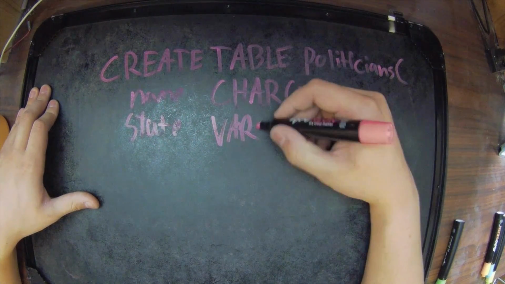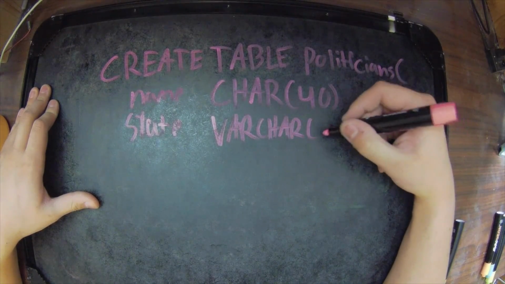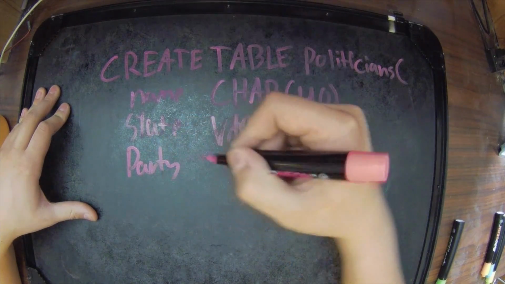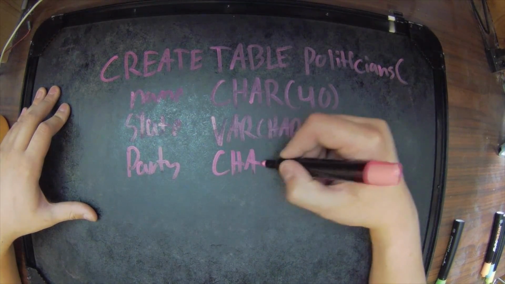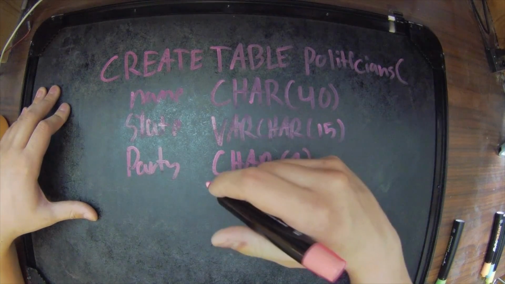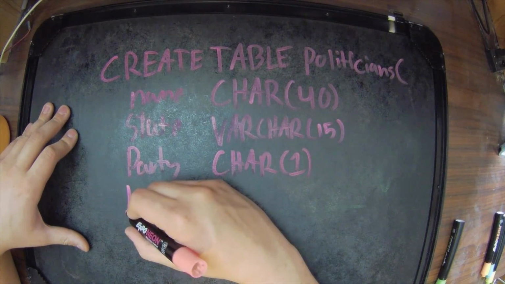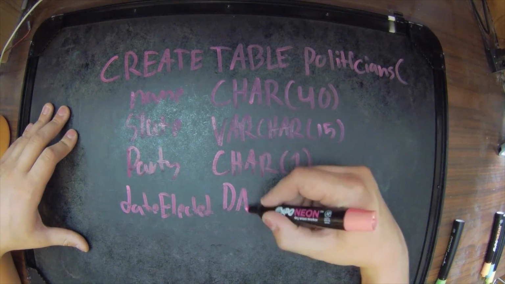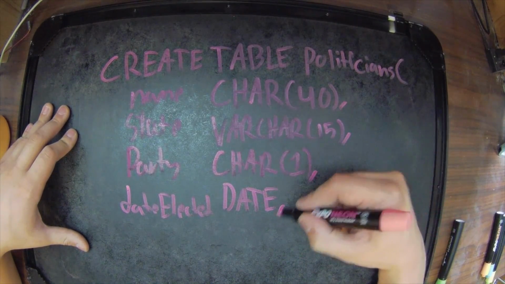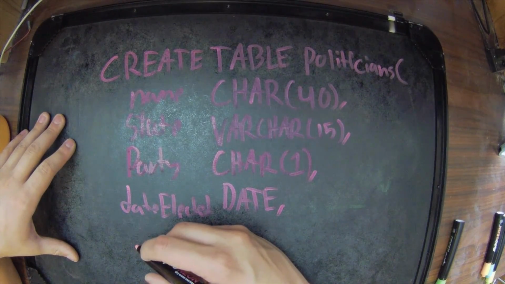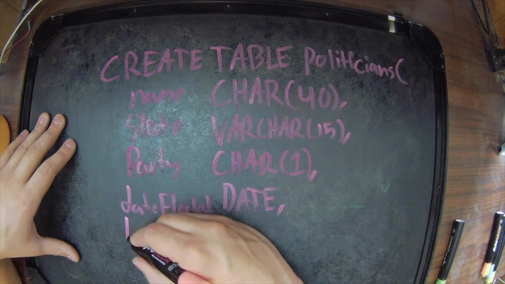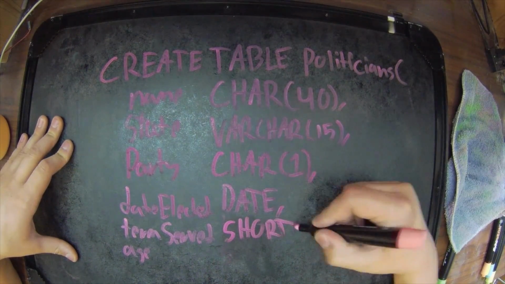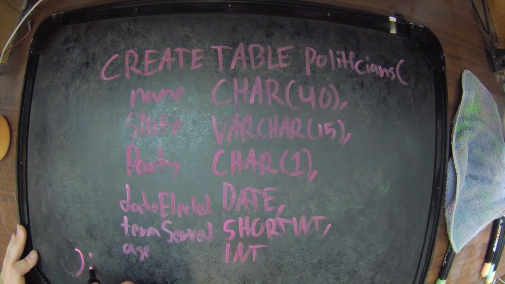I may be wrong. Then we want the state to be a variable character, which we want to be up to 15. Again, I don't think any state goes above 15 characters. And then we want the party just to be a character of one, because we're assuming, maybe they could be Democrat, Republican, or Independent. That can all be represented with one letter. Then we can have the date elected be stored as a date. Oh yeah, we need commas between all of these. And then we can have the attribute term served be written as a short int and age just as an int.